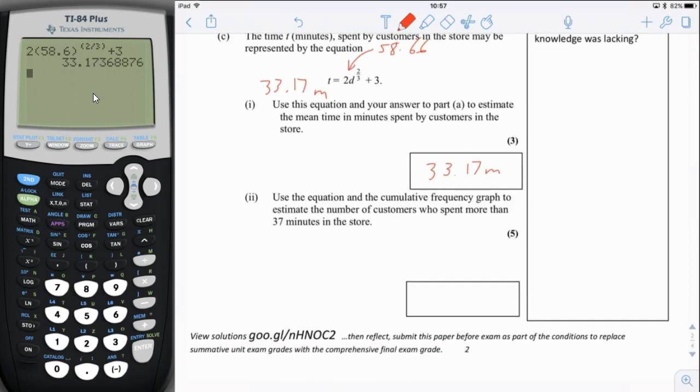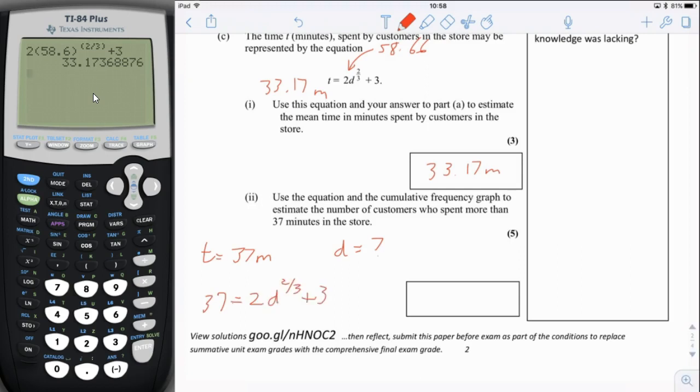Use this equation and the cumulative frequency graph to estimate the number of customers who spent more than 37 minutes in the store. Okay, we know that our graph only has dollars and frequency on it. So how's that related to 37 minutes? Well, we could use the equation to take the 37 minutes and change that into dollars. So let's say that t equals 37 minutes. Then what would the dollars be? So we're going to put 37 minutes is equal to 2 times d to the 2/3 plus 3.